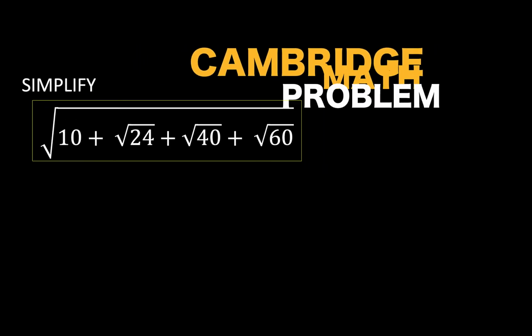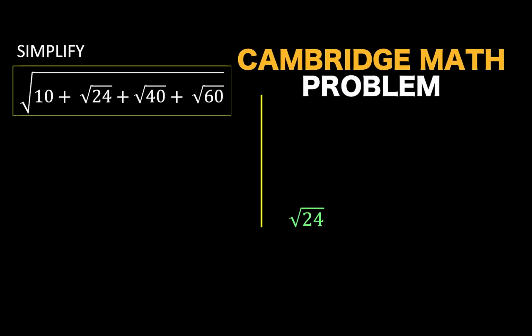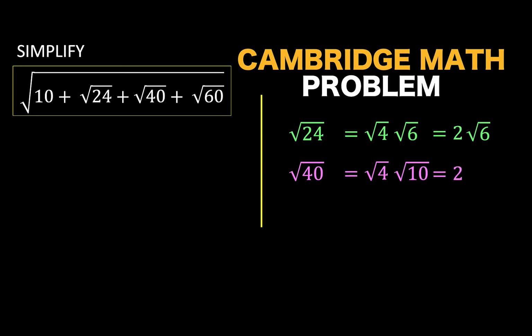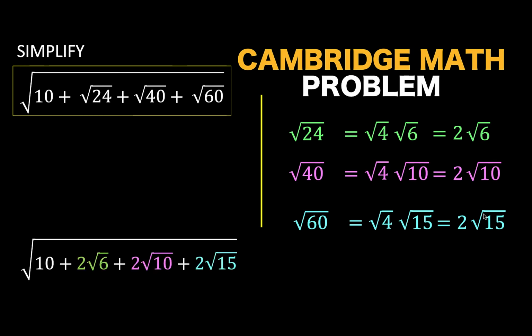Now let's solve this problem together. Let's begin by simplifying this square root of 24. We can write this as square root of 24 equals square root of 4 times square root of 6. But square root of 4 is a perfect square that is equal to 2, then copy square root of 6. That is our simplified form of square root of 24. Let's do the same for square root of 40, that is equal to 2 square root of 10, and square root of 60 is equal to 2 square root of 15. Now let's replace square root of 24, square root of 40, and square root of 60 by these three results to arrive at this.